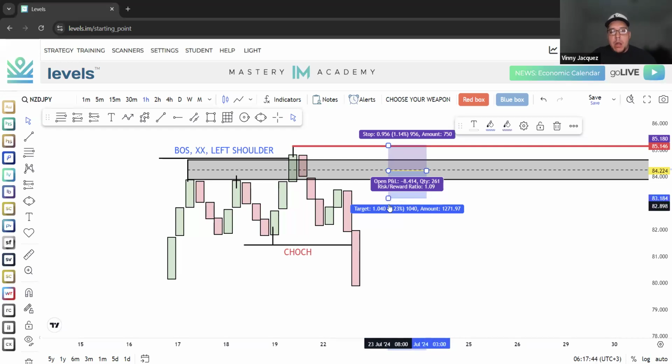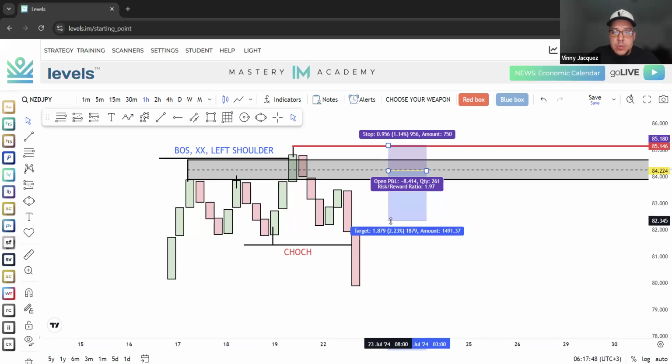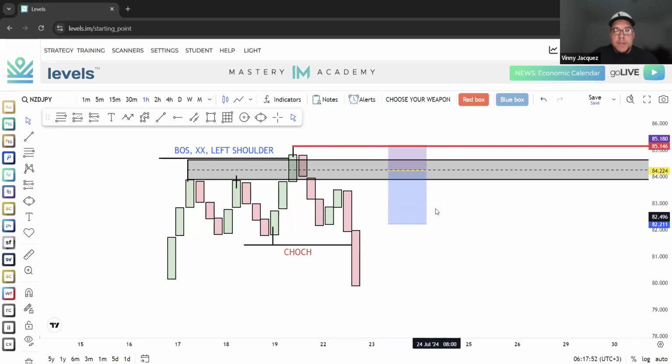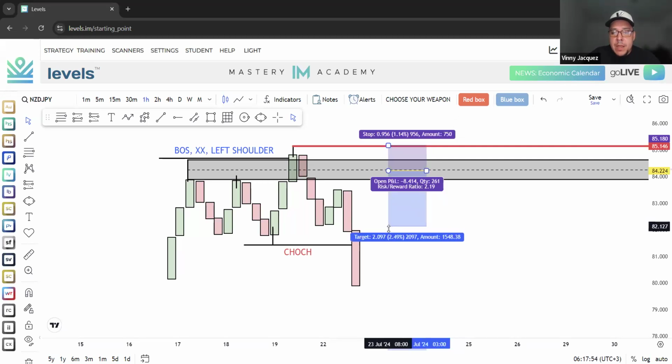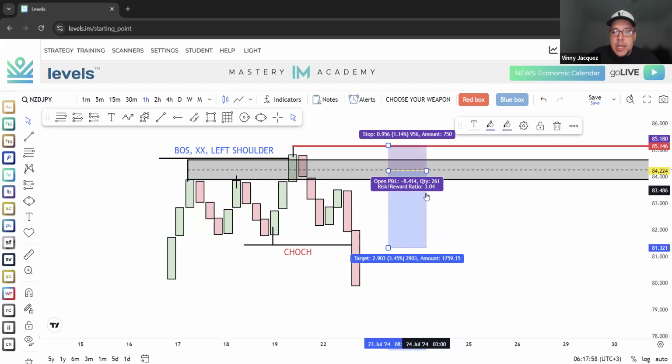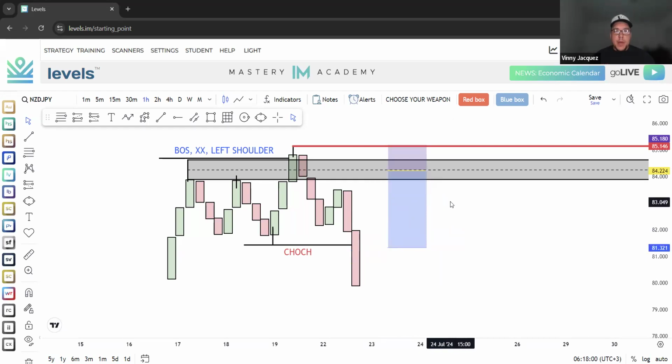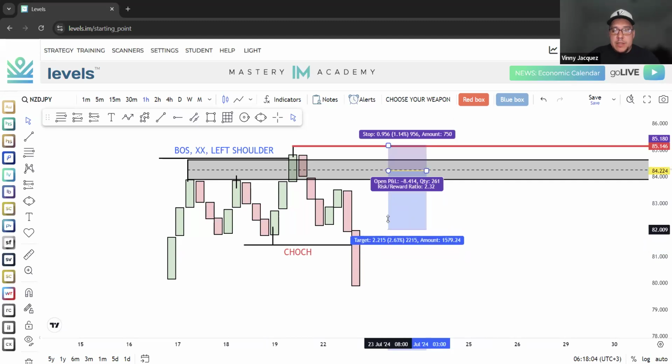It's like risking $10 for $10. That's not really cool. If I pull this down to a 1 to 2, boom, we're at a 1 to 2 risk to reward. It's like risking $10 for 20. We're getting better. Now, if we pull this down to a 1 to 3, this is like risking $10 for $30. Now, this is much better, right? So how do we go about taking partials and all that stuff?